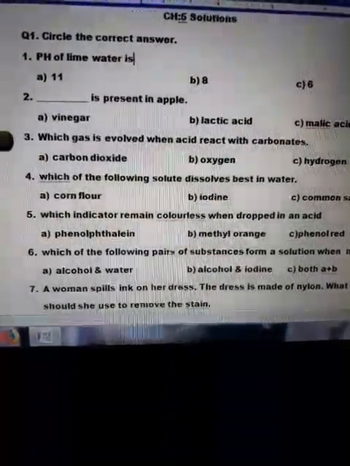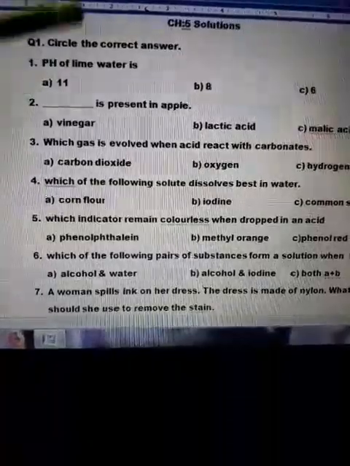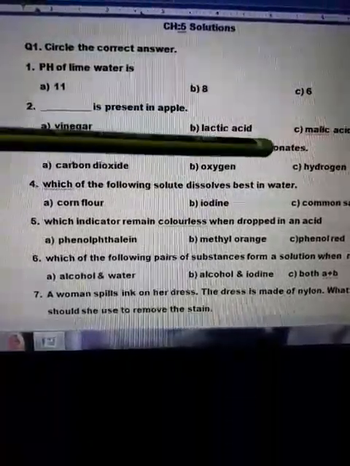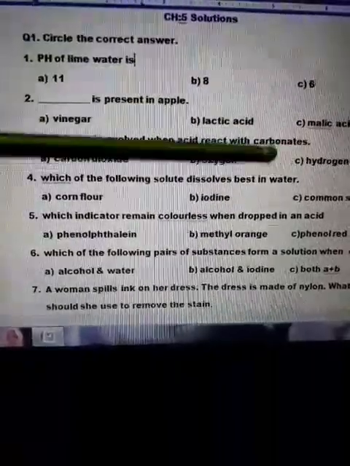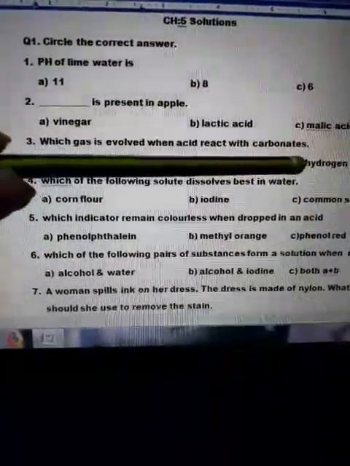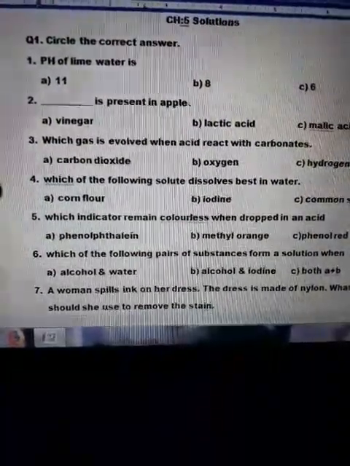Which gas is involved when acid reacts with carbonates? The name is indicating that when acid reacts with carbonate, definitely carbon dioxide gas will be given off, as when acids react with metals it results in the formation of hydrogen gas.